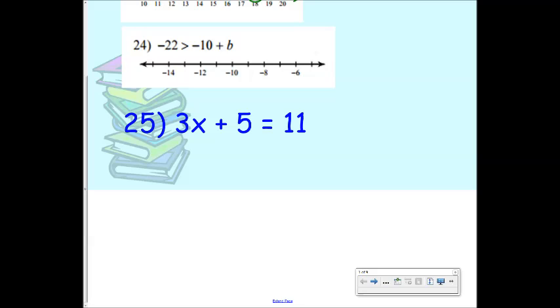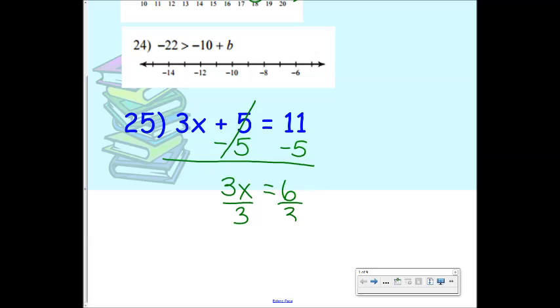So the first thing we would need to do is isolate the x, and to do that we're going to start by getting rid of the 5. We get rid of a positive 5 with a negative 5. Minus 5 on both sides is going to cancel out these 5s and leave me with 3x equals 6. To finish this problem, I'm going to divide by 3, and x is going to be equal to 2.